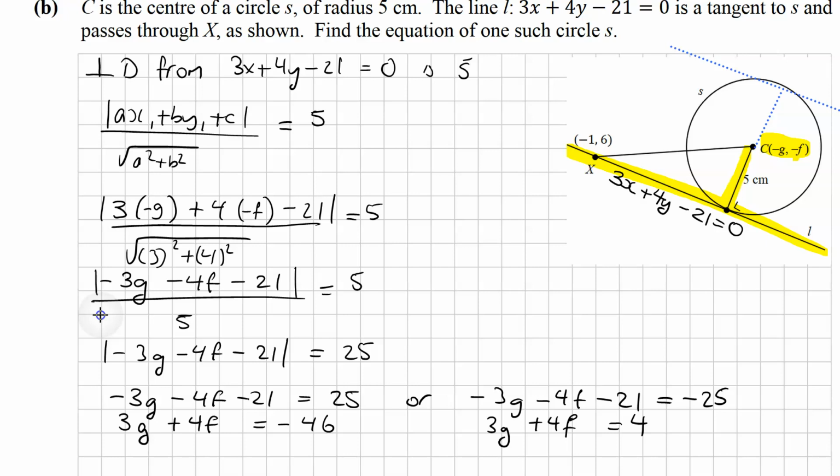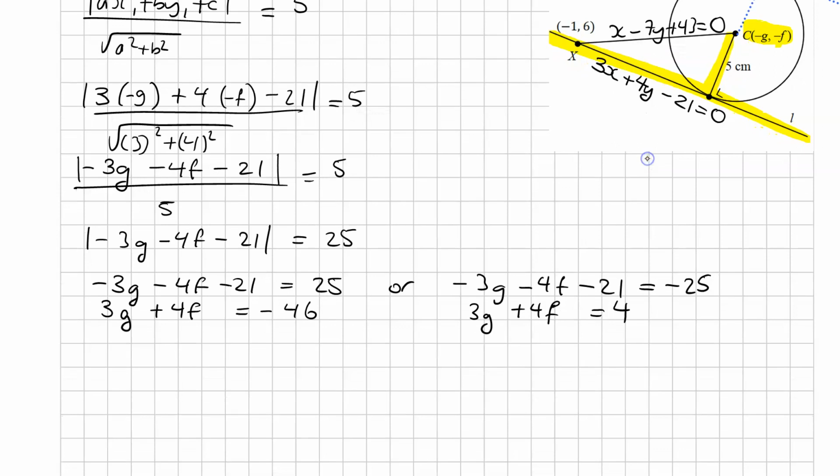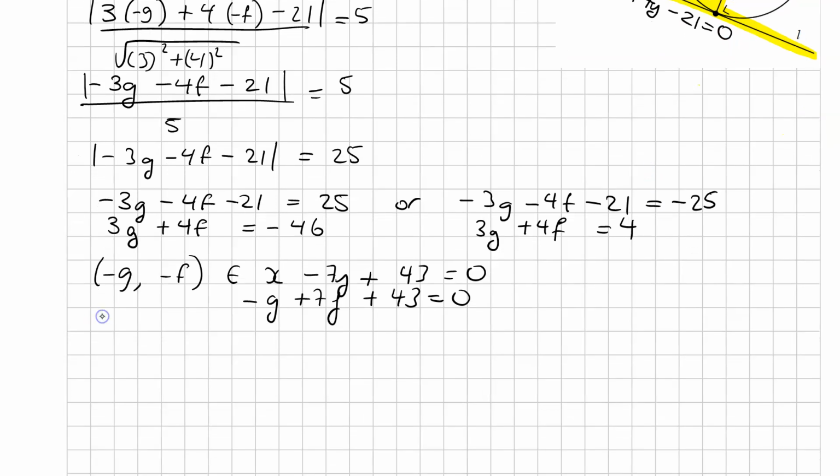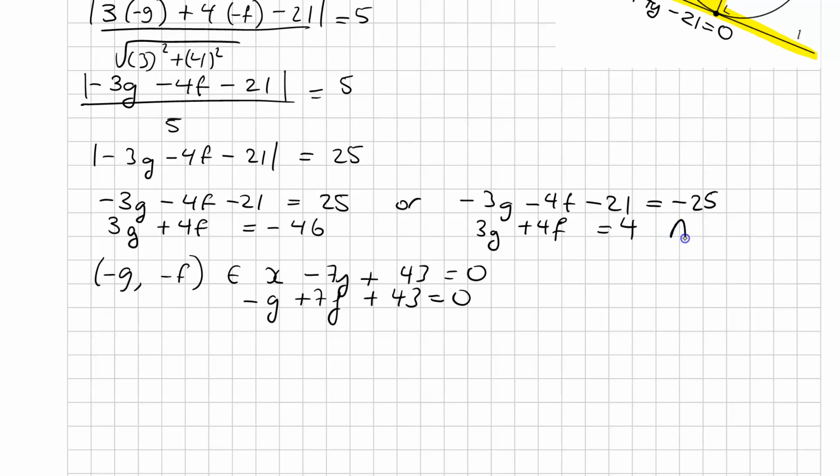So our line that we got here was x minus 7y plus 43 equals 0. Let's make an equation out of that. Filling in minus g, minus f as an element of x minus 7y plus 43 equals 0, so minus g plus 7f plus 43 is equal to 0. So we have three equations now, and we can use any two of these to make up our equations. We'll use this one here and this one here.